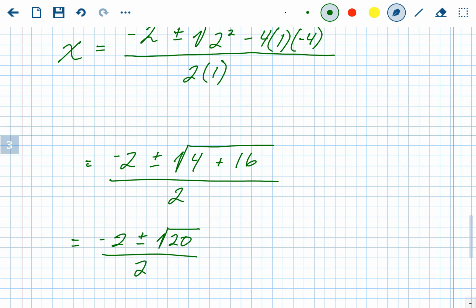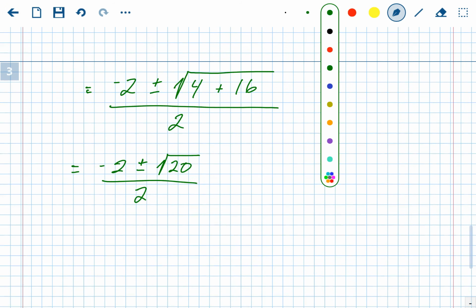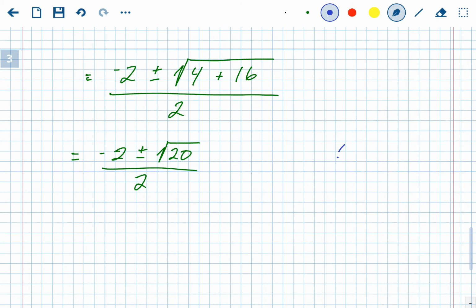Now what a lot of people want to do is they want to cross off the 2 and the 2. You cannot do that. You can only do that if every term on the top has a 2. So you can't just cross off the negative 2 over 2 and leave you with the square root of 20. You can't do that. What we can do instead is simplify the square root of 20. Square root of 20 can be rewritten. You could also use this as a factor tree.